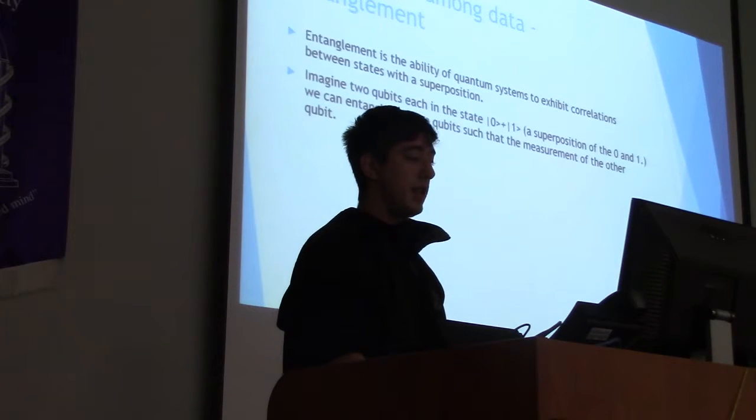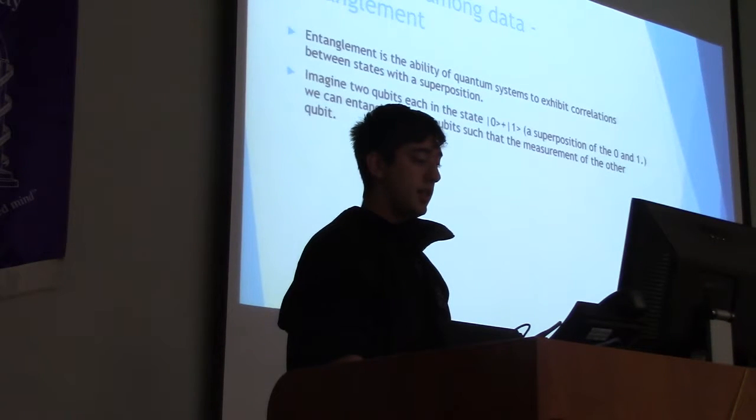Relationships among data, entanglement. Entanglement is the ability of quantum systems to exhibit correlations between states within a superposition. Imagine 2 qubits each in the state 0 plus 1, a superposition of 0 and 1. We can entangle the 2 qubits such that the measurement of one affects the measurement of the other qubit.